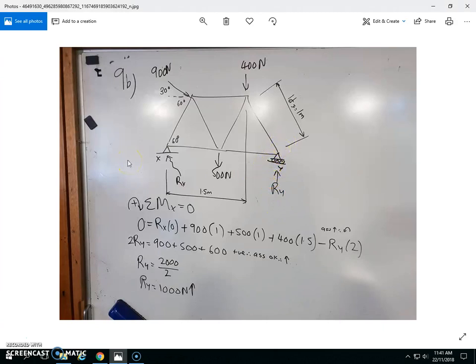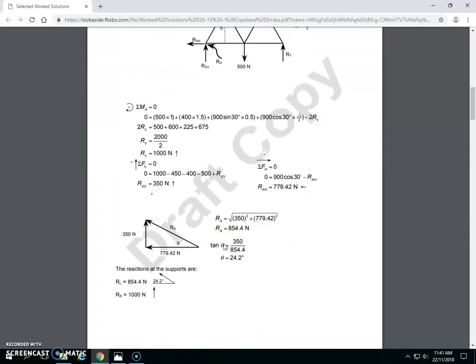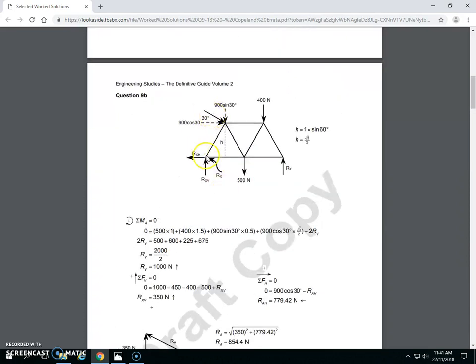Now, that's one way of looking at this question. It's not the way that we would typically do it. If we go to the Copeland answers, we can see the way Copeland would do it. Okay, first of all, he just completely ignores Rx. That's fine. It saves you some ink. Right, the next force, he's gone 500. He said that's one triangle away. Good. The next force he's got is 900.